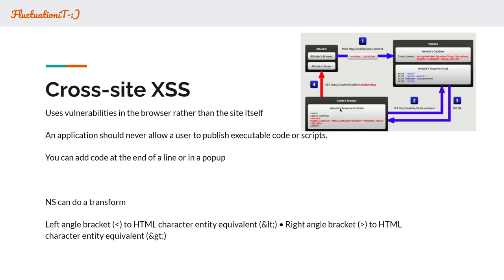The next one is something very dangerous: cross-site scripting. It uses a vulnerability in the browser rather than the site itself. An application should never allow a user to publish executable code or script. You can add code at the end of a line or in a pop-up. NetScaler can do a transform, for example, left angle bracket and right angle bracket to the HTML character entity equivalent. This is a big problem.